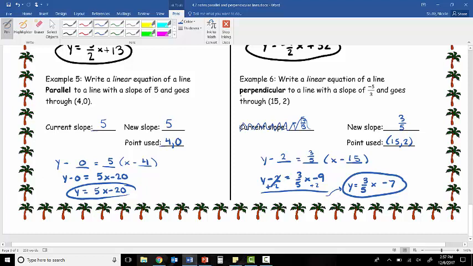Keep in mind, when it comes to perpendicular problems, crossing out the current slope is really important. There's a lot of kids that go back and they use the current slope instead of using the new corrected slope. If you cross this out, then all you can see will be this information, and that's what you want to use.